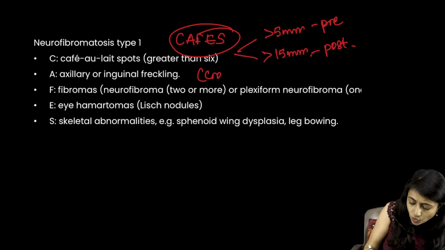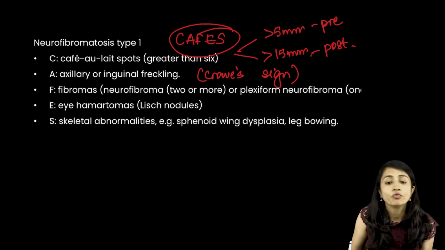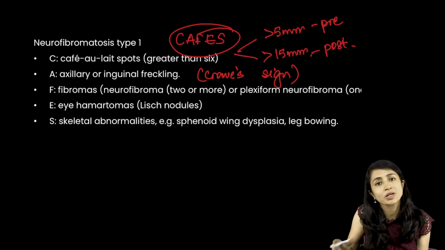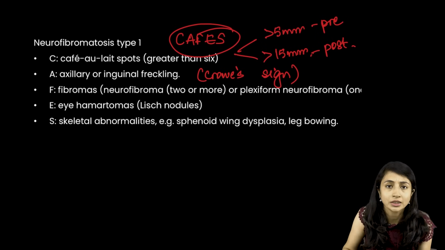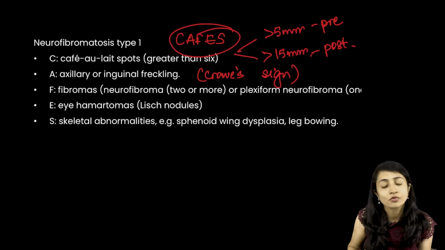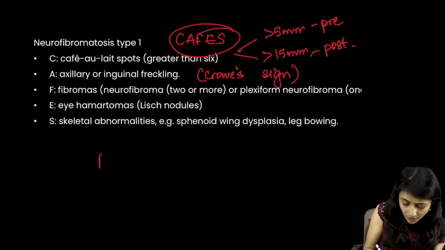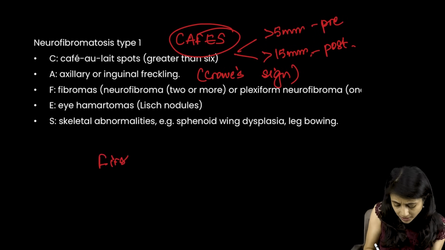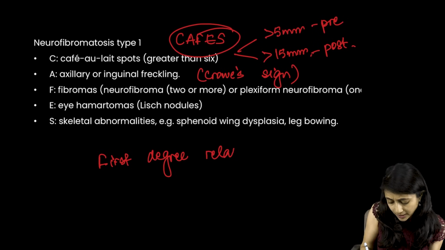Axillary freckling is also called as Crowe's sign. F for fibromas, neurofibromas, which may be 2 or more, and plexiform neurofibroma. If even one is present, it fits the criteria. Then Lisch nodules, which are nothing but iris hamartomas. So, E for eye hamartomas. S for skeletal abnormalities like sphenoid wing dysplasias and leg bowing. Then there can be a first degree relative which may have NF1.